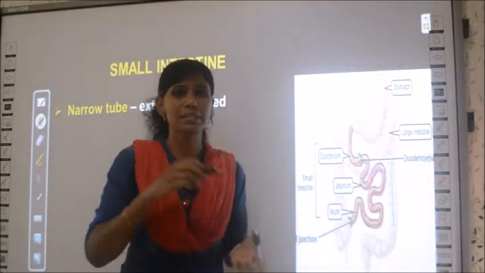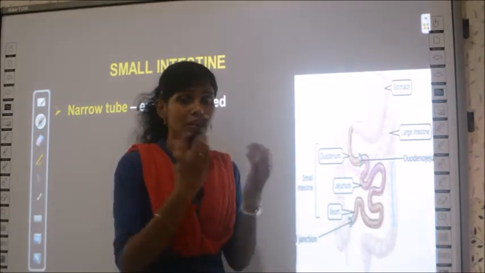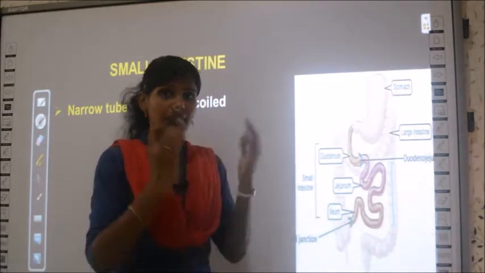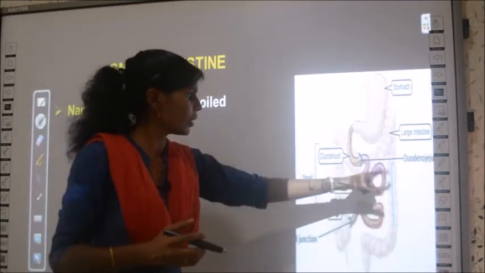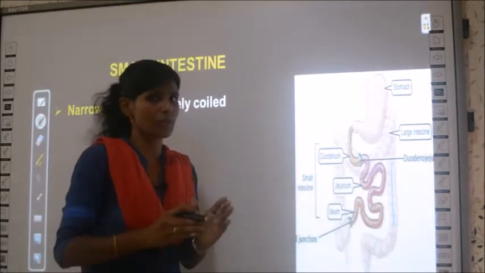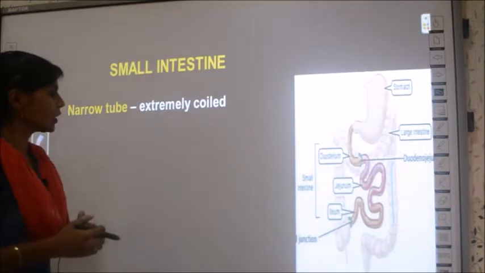Coil means it is twisted and coiled and turned inside the large intestine. It's a highly coiled structure. It's not straight, it is coiled. So these are the two differences.